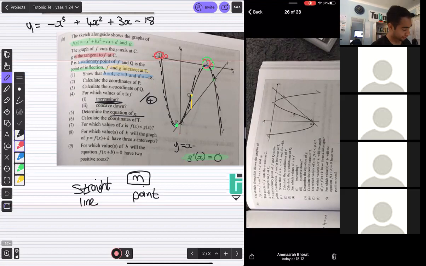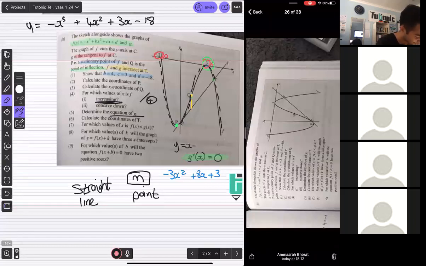Let's just do that quickly. The derivative is minus 3x squared plus 8x plus 3. And we want to sub in what? Minus 1 over 3. Actually, no, wait. It intersects at C, not P. Sorry, guys, not P. It's the tangent at C. You guys see that? Yes.